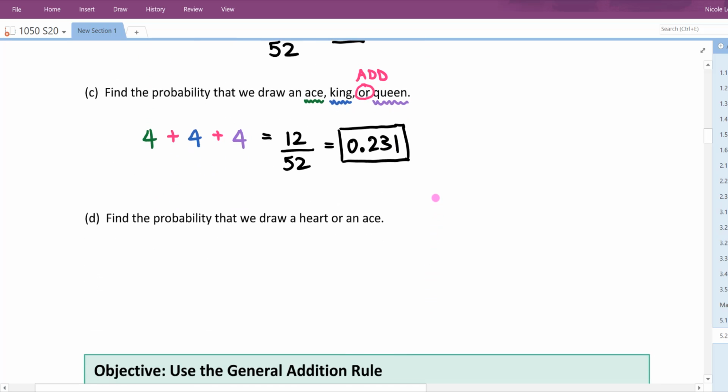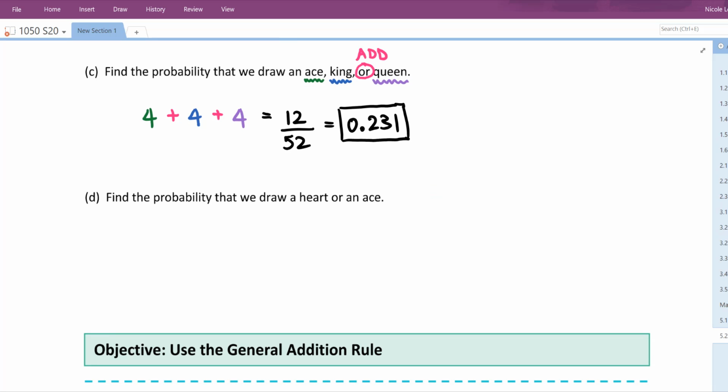All right, so now for part D, it says to find the probability that we draw a heart or an ace. Let me again circle our keyword of "or," which will tell us to add. And the two events that we have here are drawing a heart, and our second event, drawing an ace. So, heart or ace.